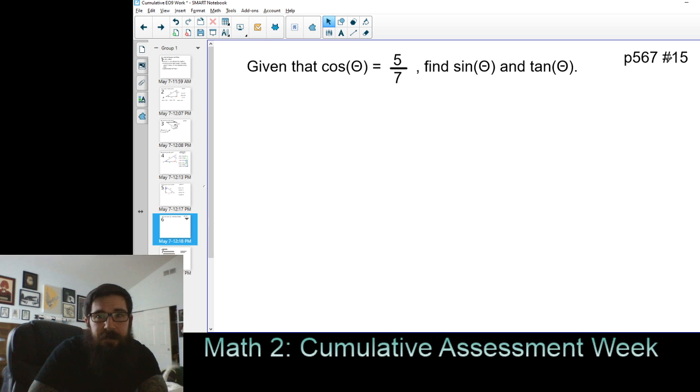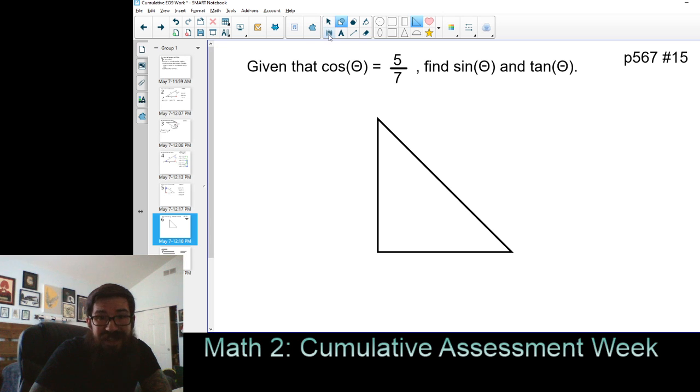Okay, last one, just because it's been maybe a little while for this. Page 567, number 15. One of these guys where we give you a ratio, that cos of theta is 5 over 7. Just wanted to remind you with these guys: draw a right triangle and then start labeling pieces.